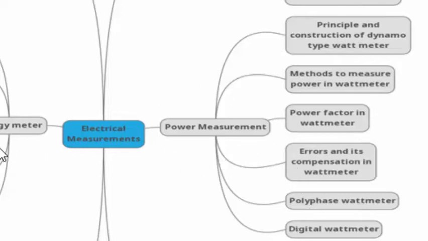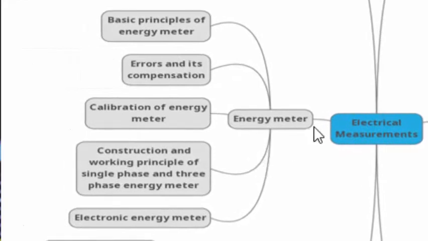The next topic is energy meter. Under energy meter you will learn the construction and the basic principle of the energy meter. What are the errors present in an energy meter and how do you compensate for them? And how do you calibrate an energy meter? An energy meter is an instrument and it might have an error, so if it has an error, how do you calibrate it? That you will learn in the third subdivision.